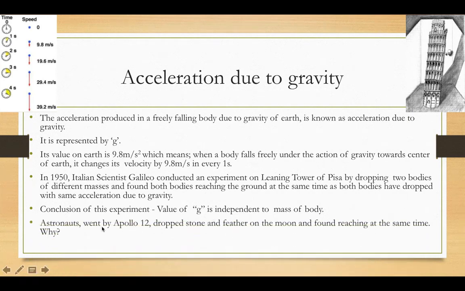The astronauts who went by Apollo 12 dropped a stone and a feather on the Moon, and what they found is that both reached the ground at the same time.